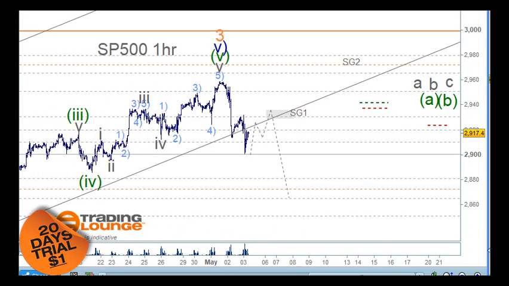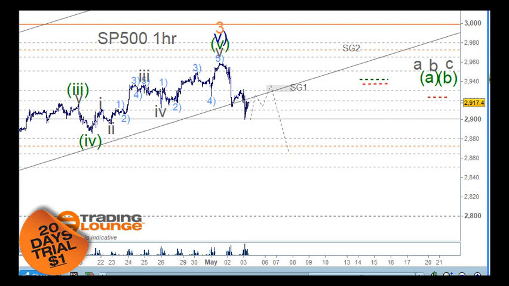So if this is going to be the case here, because this move here can be an A wave, a B wave, and a C wave and finish here, right?